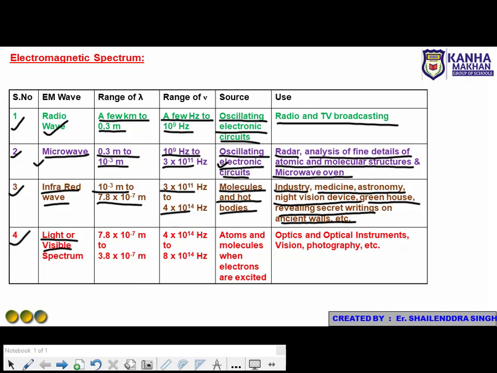Light or visible spectrum. The wavelength is given as 7.8×10^-7 meter to 3.8×10^-7 meter, and its frequency is 4×10^14 hertz to 8×10^14 hertz. And how is it produced? When electrons in atoms and molecules are excited and jump from a higher to a lower or lower to a higher orbit. It is used in optics as well as optical instruments, vision as well as photography. You can see it everywhere. That is the visible light.